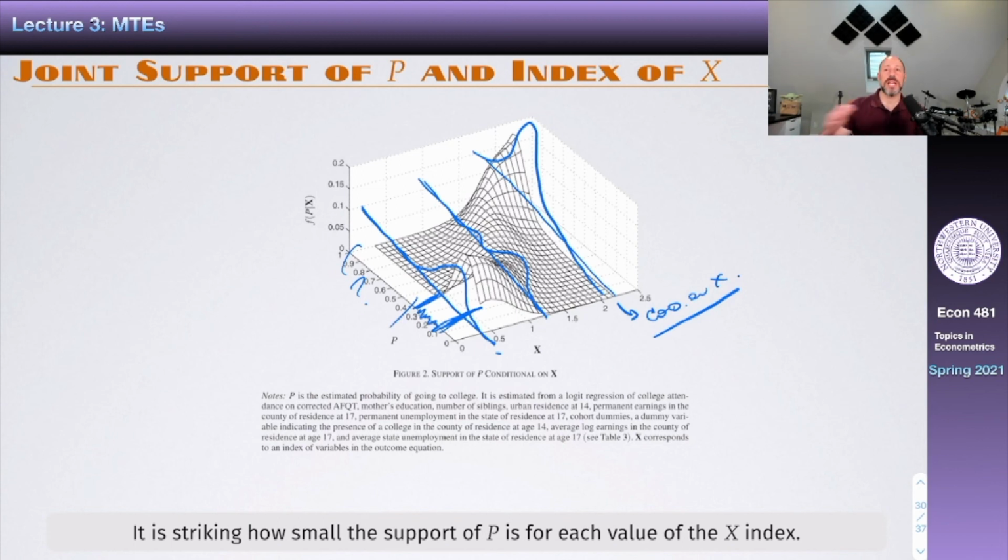And then if you keep slicing for any other values of X, you can just look at this picture and realize, for example, for a large value of X, you have support here and here, and then you have nothing for low values of the propensity score. So this is for an index of the X's. That's why we can just plot it, okay? And all this is explained in this part of the table. But what is striking here is how small the support of P is for each value of the index X.